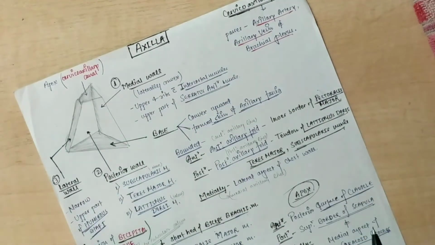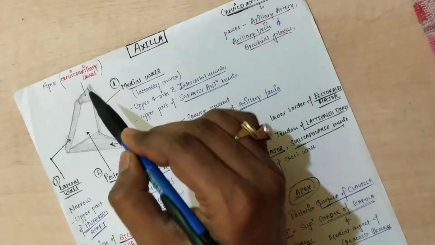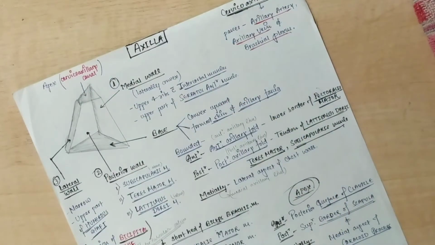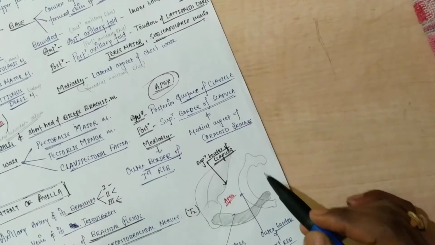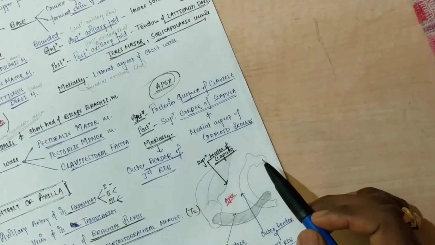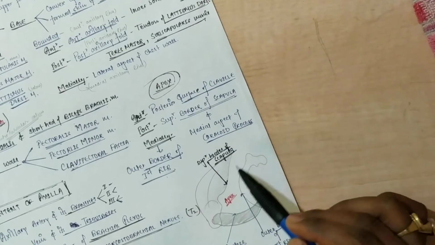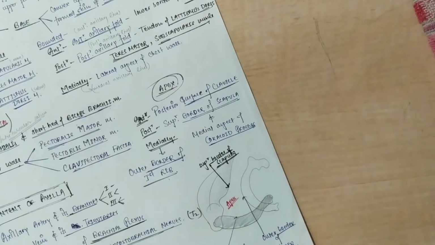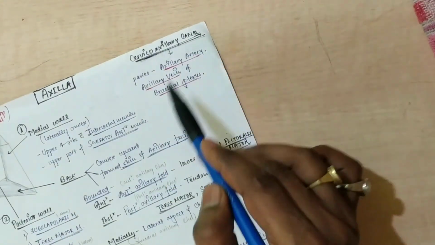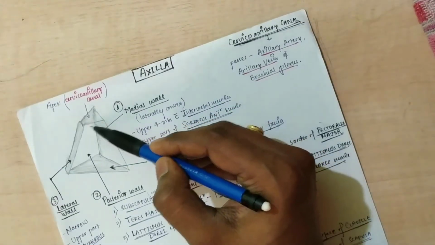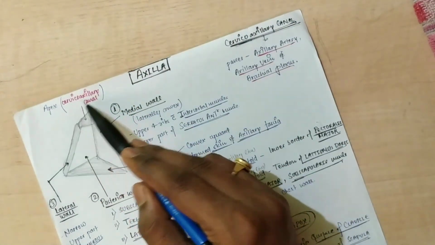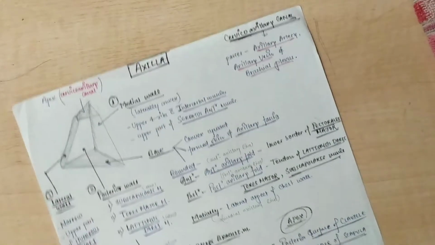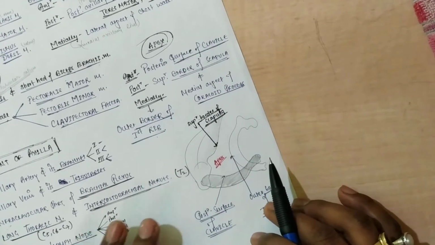So now we will talk about the apex region. First of all, we will understand the structure of the axilla. The axilla forms a canal in the apex that is known as the cervico-axillary canal, which you can see here. So we will first understand the cervico-axillary canal.